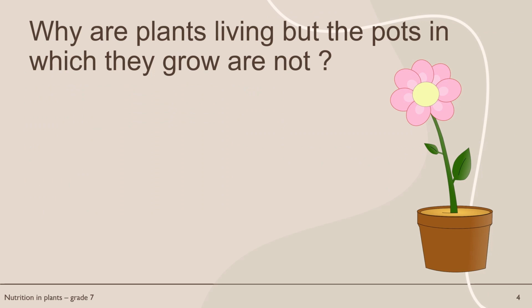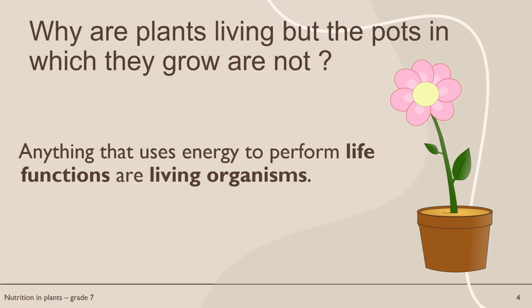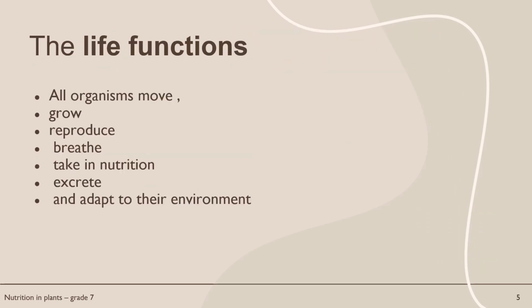Why are the plants living, but the pots in which they grow are not? Anything that uses energy to perform life functions is a living organism. Life functions? Now, what does life functions mean? Let me list them out for you. All organisms move, grow, reproduce, breathe, take in nutrition, excrete, and adapt to their environment. All of these are already introduced to us in lower classes, but adaptation to their environment is something new to us. So let's learn what that means.